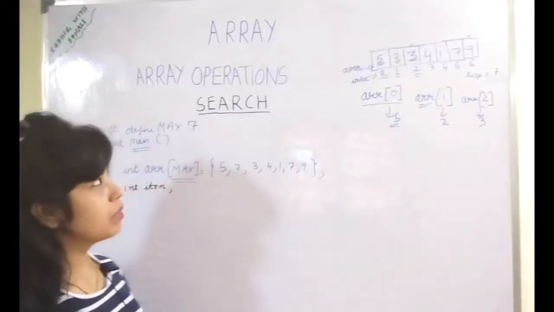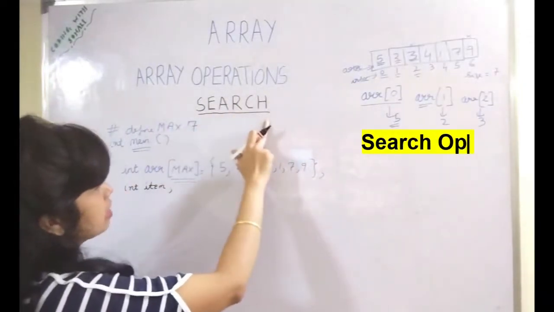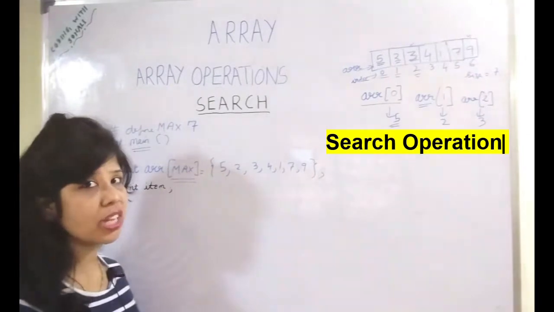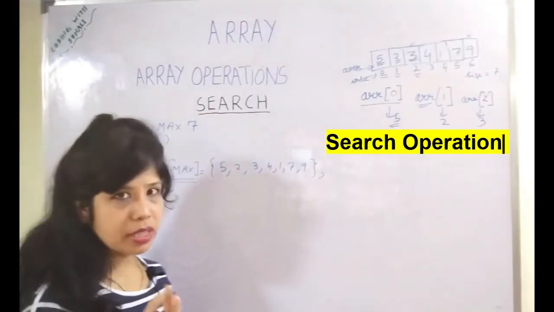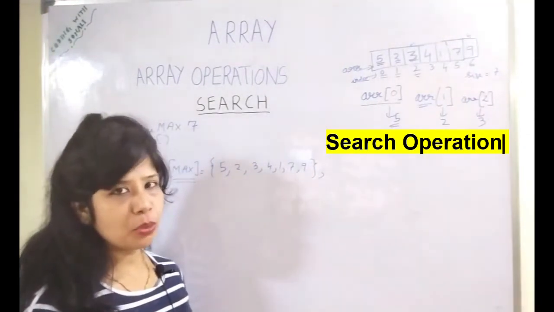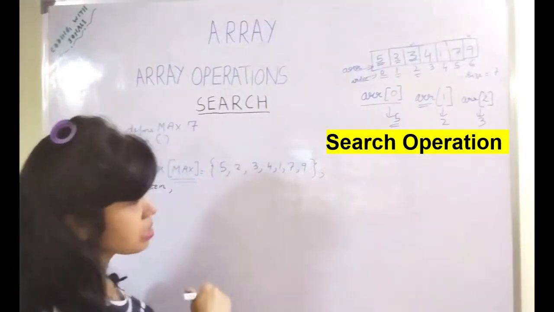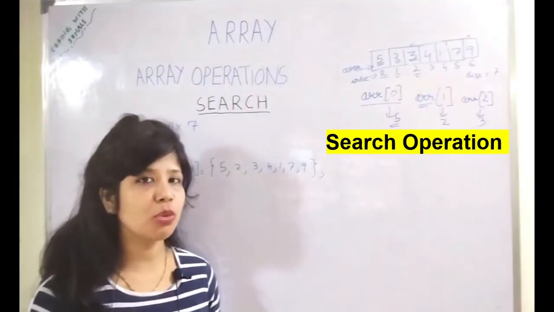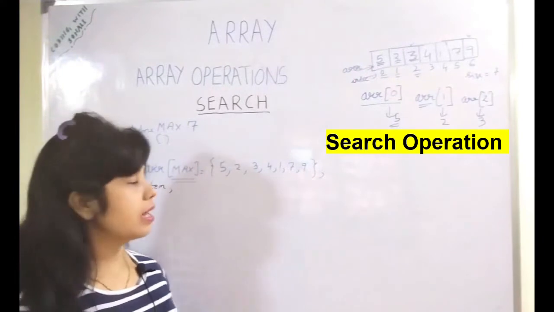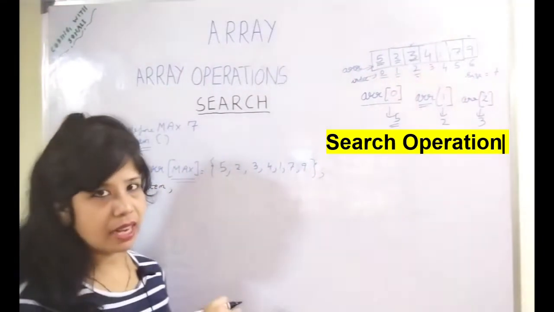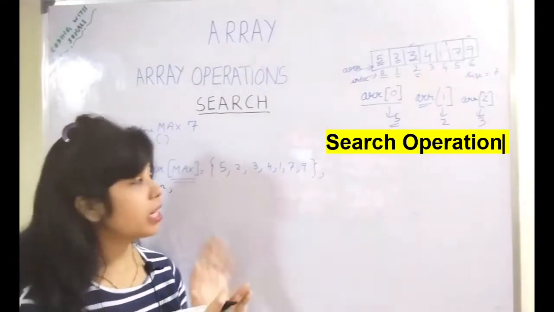So today we will be seeing one of the array operations, that is the search. For that, what functionality is required? You require the array and you have to initialize that array. Then you will ask the user to enter the item which the user wants to search in the entire array. And then once the user enters that item, simply traverse each and every element.